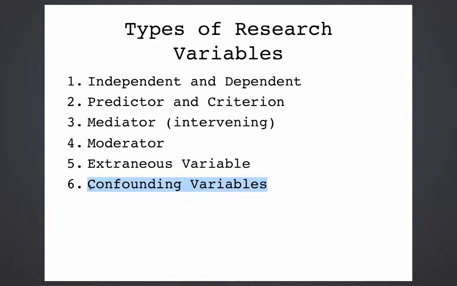Confounding variables are at play in non-experimental research. They were not measured, are not a part of your study, but could be influencing what you're seeing. And so they should be controlled for. And if they aren't controlled for, then the results of your study may be invalid.